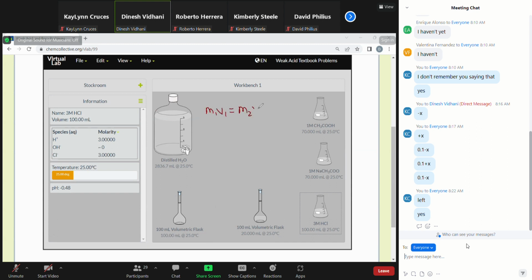M1V1 equals M2V2. Okay, do we know the final concentration of acid that we want in this flask? Answer is yes. Do we know the volume of this flask? Yes. Do we know the initial concentration of our stock solution? Yes. Do we know how much volume we should be taking? Answer is no. If you find this one, can you tell me the answer? What should be the V2? How much I should be adding into this one?